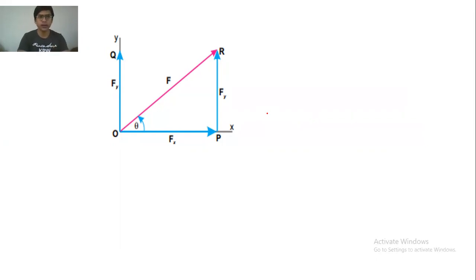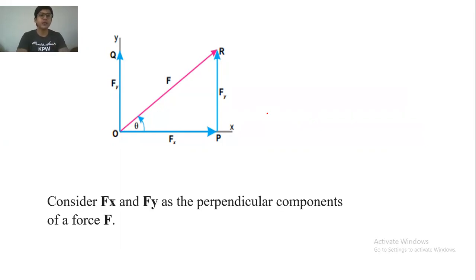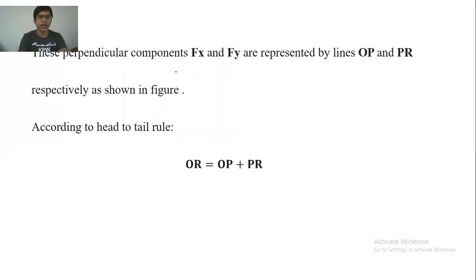Now move forward. Consider Fx and Fy as the perpendicular components of a force. Here again we have the x-axis and the y-axis. This is a force, and this Fx is its x-axis component, and this Fy is its y-axis component, and this force F is its resultant force.